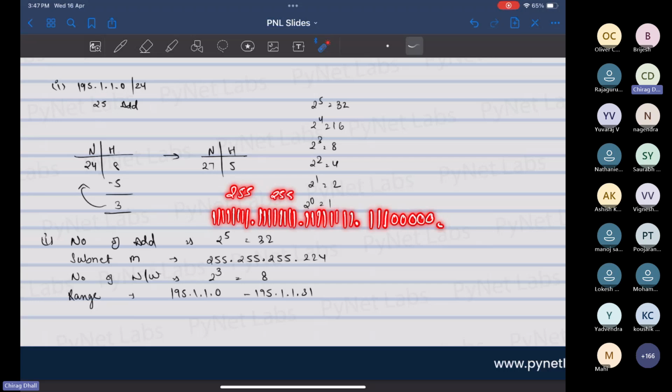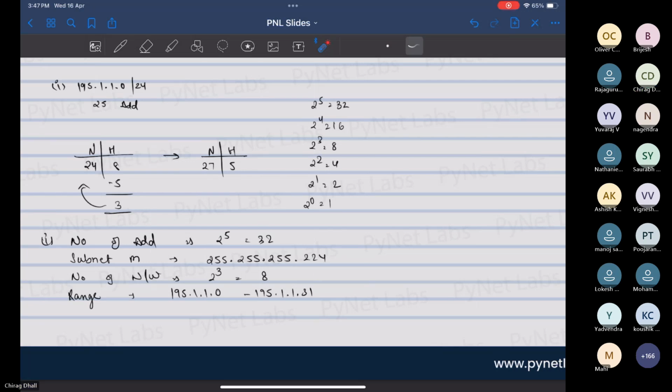The second octet will also be 255. The third octet will also be 255. The final octet, if you put the value in the master formula, you will get the outcome as 224. That's what we have used for the last octet. Okay.